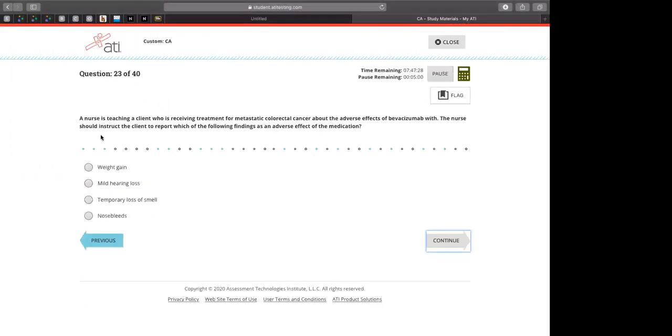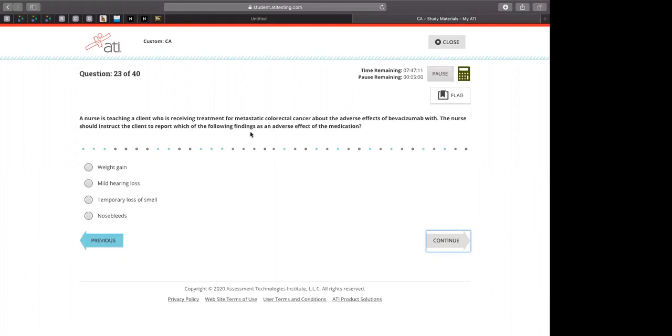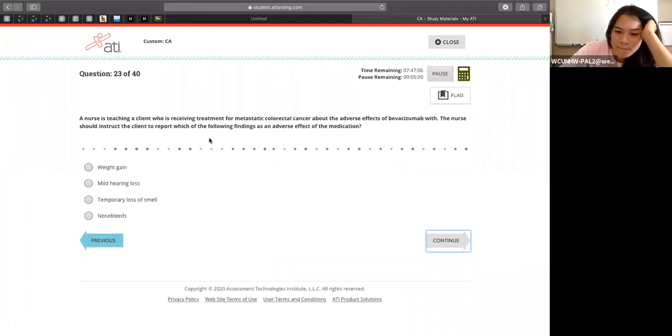Good to know. A nurse is teaching a client who is receiving treatment for metastatic colorectal cancer about the adverse effects of bevacizumab. The nurse should instruct the client to report which of the following findings as an adverse effect of this medication. So they have colorectal cancer and they're taking this medication, and the adverse effect of this medication is which one of these?